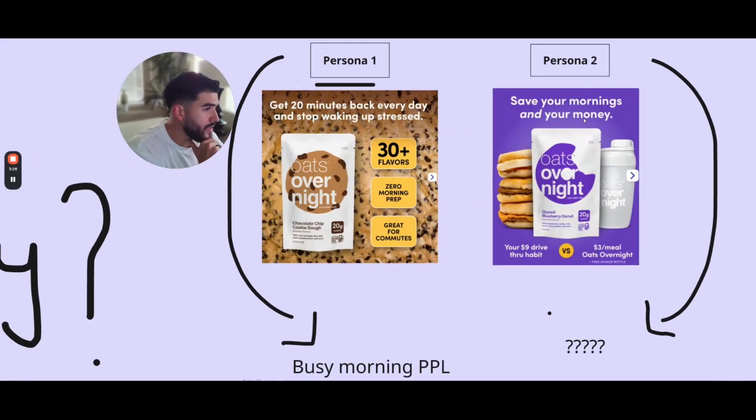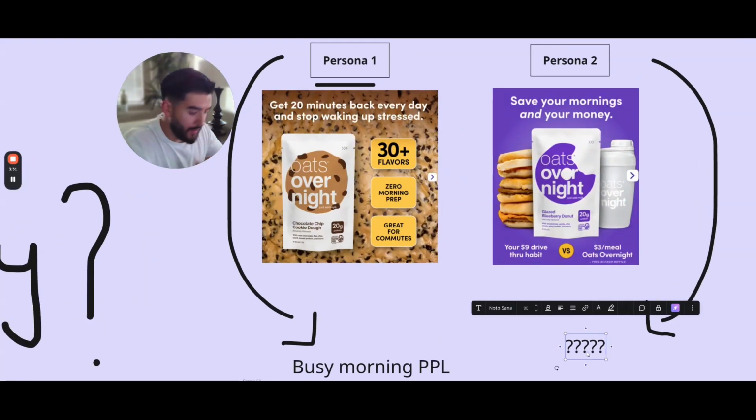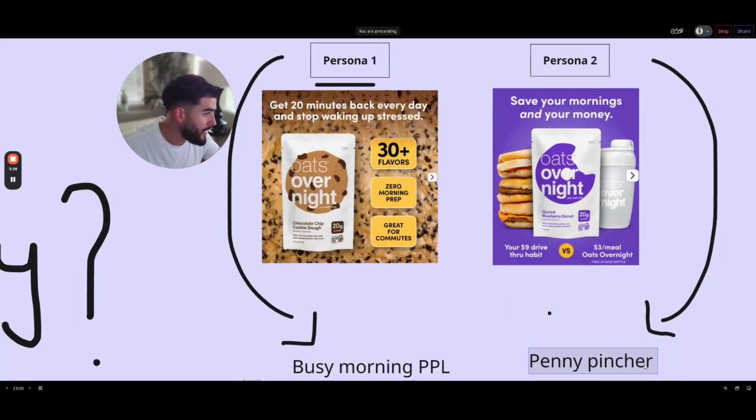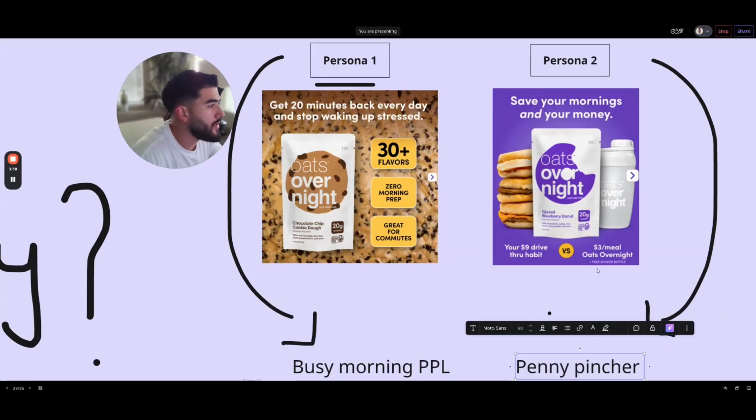This one is appealing to, I would say, the penny pincher, right? Someone who is more finance conscious. Save your mornings and your money. And then they have this us versus them comparison: hey, here's $9 for a drive-through every morning to get your breakfast versus $3 a meal is what we charge. It's a no-brainer, right? And so these are different audiences, different people.